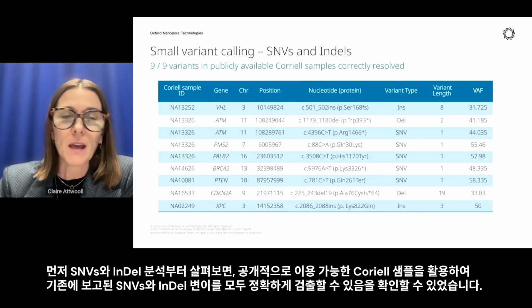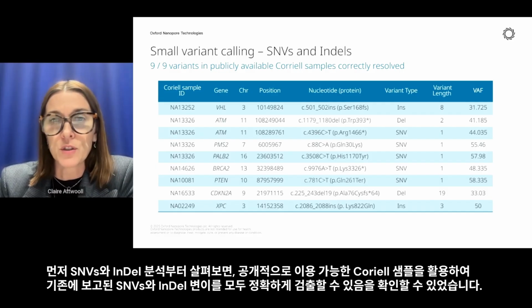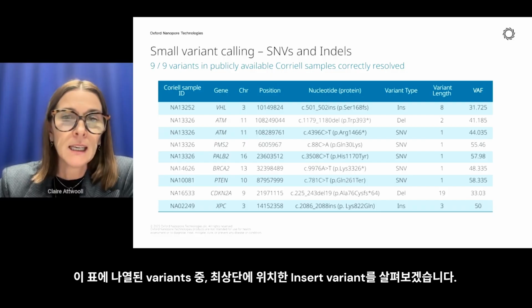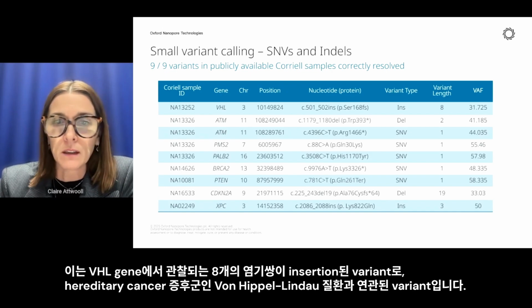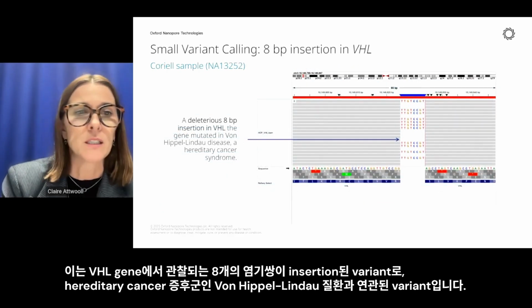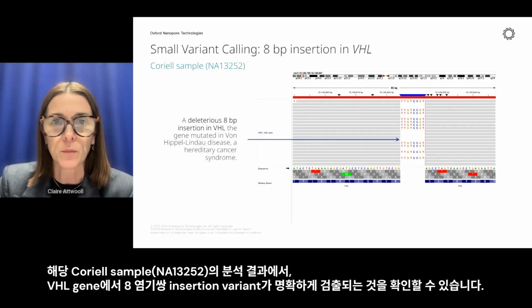Starting with the SNVs and indels, we took publicly available Coriell samples and just confirmed that we can call all of the SNVs and then the indels that were found in those. You can see these listed here. As an example, I'm going to show you this top insertion, this 8-base pair insertion in VHL. VHL is mutated in von Hippel-Lindau disease, a hereditary cancer syndrome, and you can very clearly see this 8-base pair insertion in VHL in this Coriell sample.